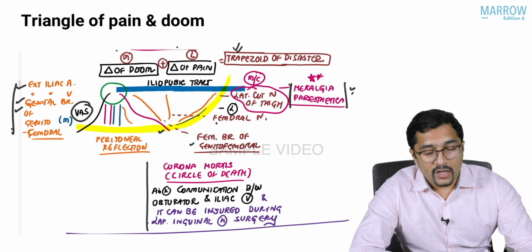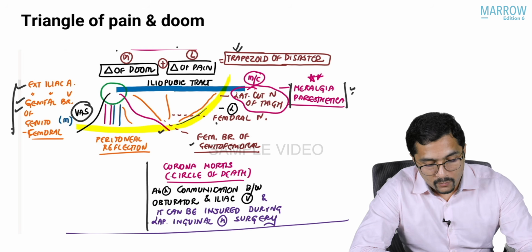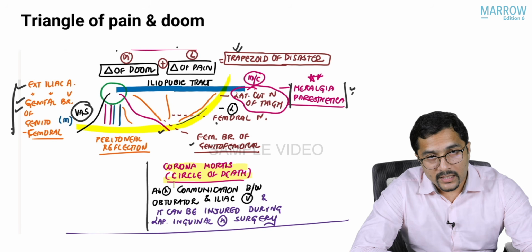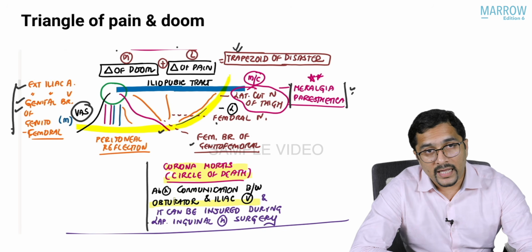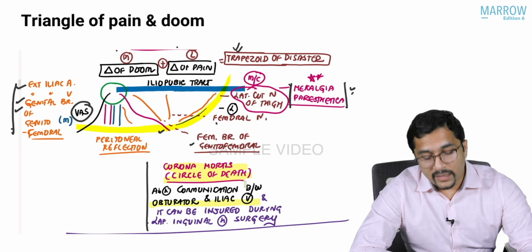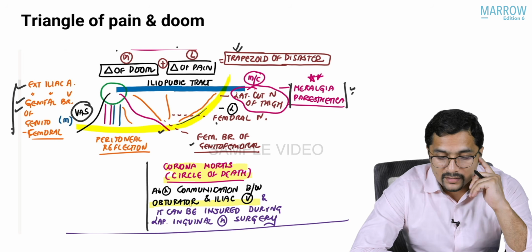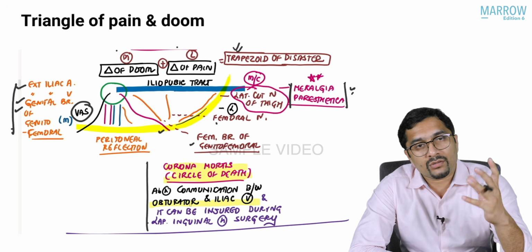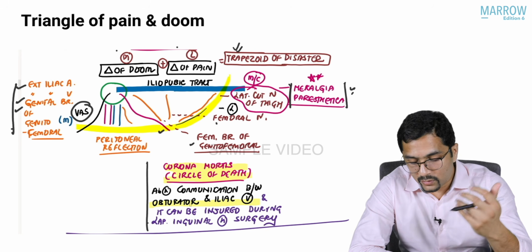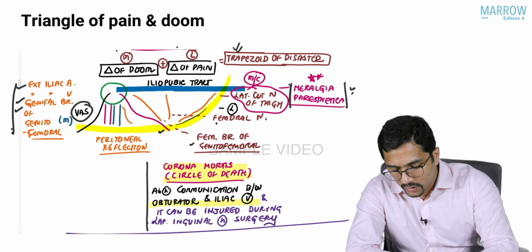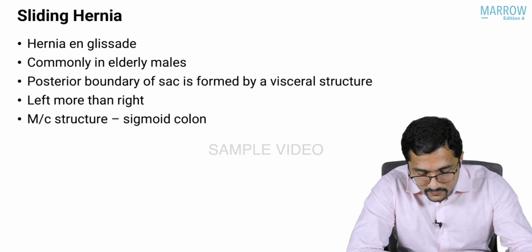Another term which has not been asked but can be asked is corona mortis. Corona mortis, or the circle of death, is an abnormal communication between the obturator and the iliac vessels, and this can be injured behind the pubic tubercle during laparoscopic inguinal hernia surgery, and this can give rise to very difficult bleeding to manage. So these terms, triangle of doom, pain, and corona mortis, you should know for the exam.